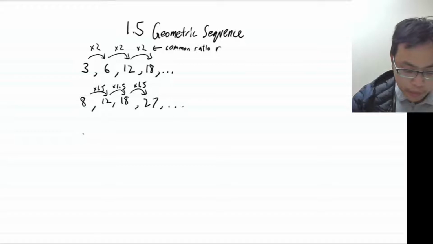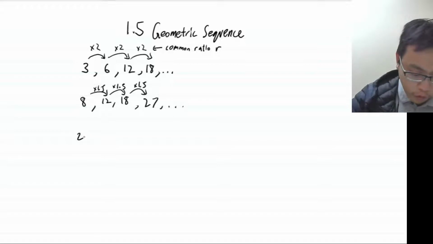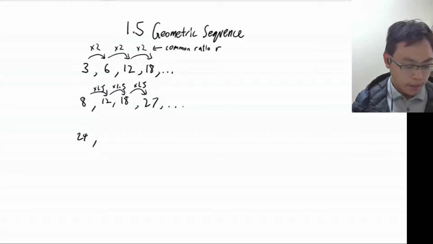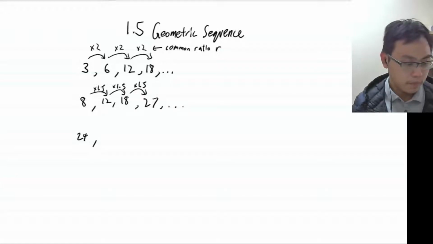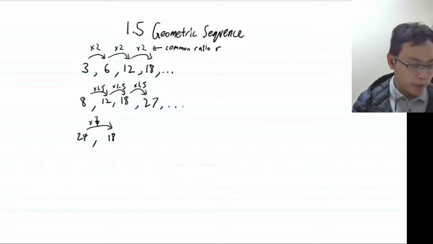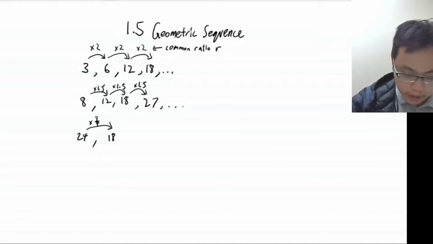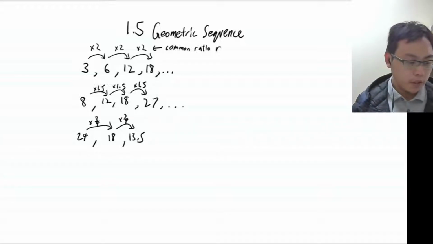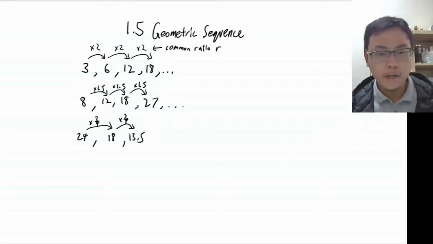Let's give an example of a geometric sequence where the common ratio is a fraction. Let's start with a slightly bigger number this time. If we had 24, and this time, for the next term, let's multiply by 3/4. If we multiply by 3/4, the next term is going to be 18. And if we multiply by 3/4 again, the next term is actually going to be 13.5, and so on.